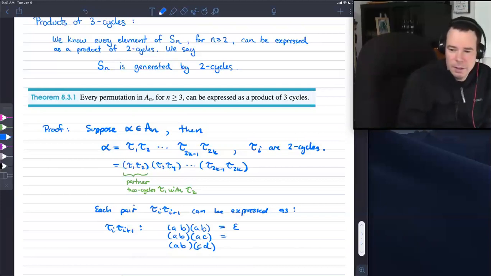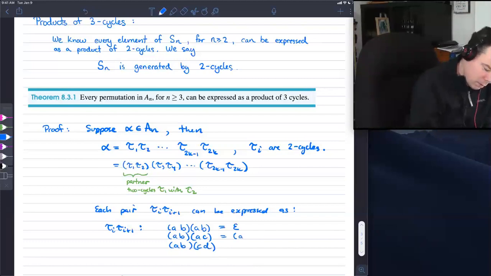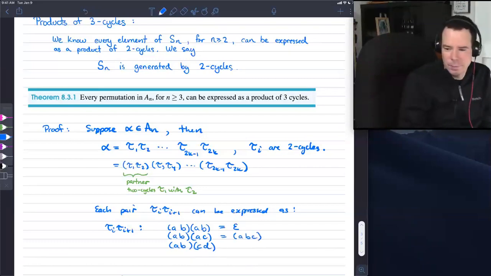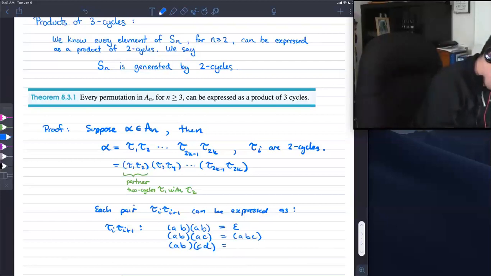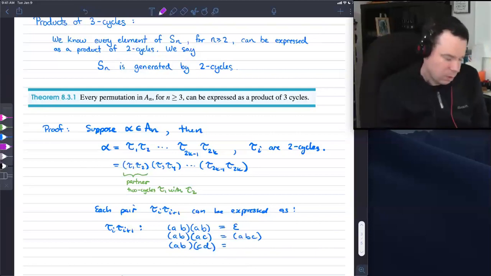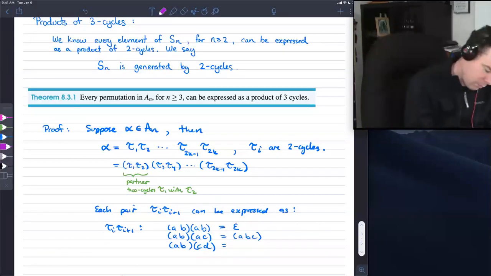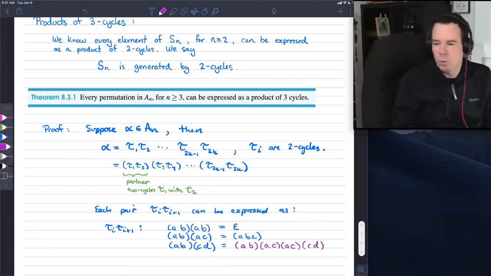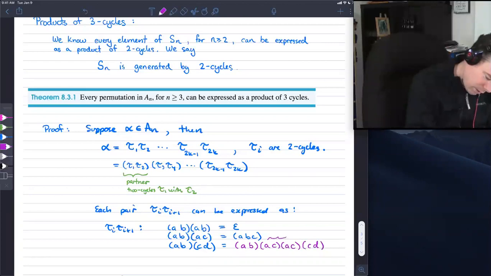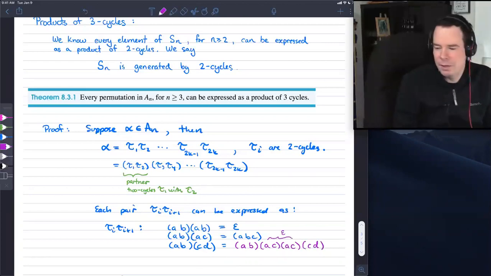In the case that they share one number in common, we can write it as a 3 cycle. And in the case where there are no numbers in common, I can write that first 2 cycle as AB, and then the second one as AC, and then another AC, and then lastly CD. It's not the intermediate steps that matter, it's the end result. So what have I done? I've inserted the identity in a fancy way.